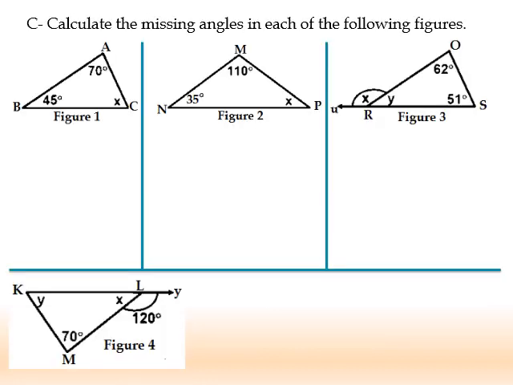Okay, now calculate the missing angles in each of the following figures. We know that the sum of angles in a triangle is 180. If the first angle is 70 and the second is 45, what's the measure of the third angle?